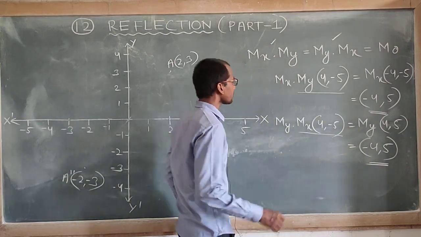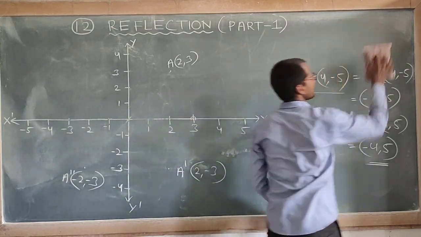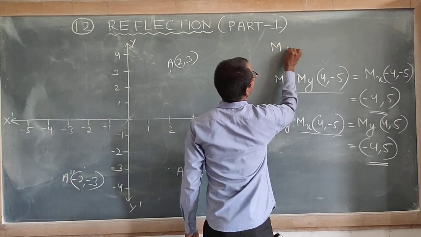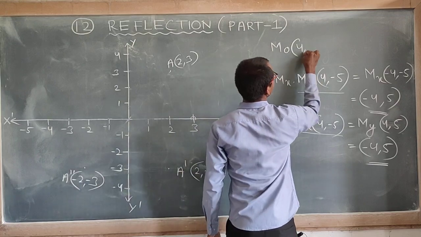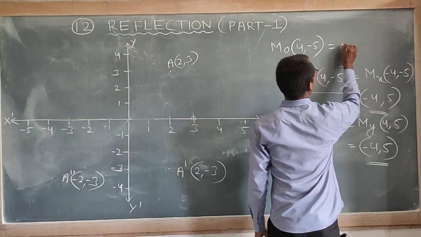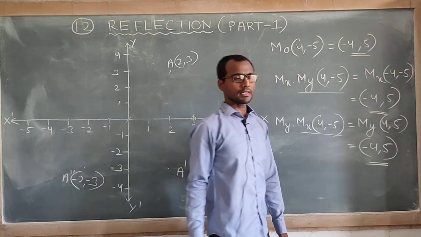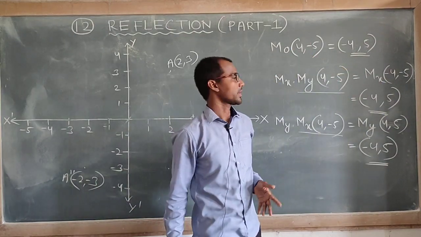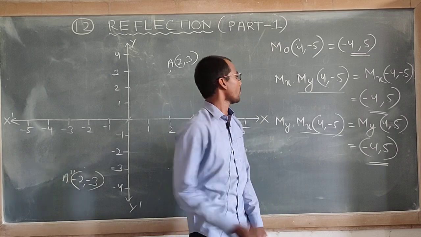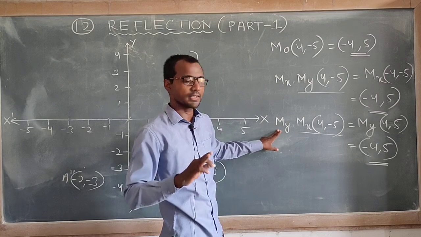Suppose we had reflected in the origin, then Mo of (4, -5). When a point is reflected in the origin, both coordinates change. So +4 will become -4, and -5 will become +5. So you can see in all three, we are getting the same point: (-4, 5), (-4, 5), (-4, 5). So all three are the same. Okay, so remember this: Mx into My is equal to My into Mx is equal to Mo.